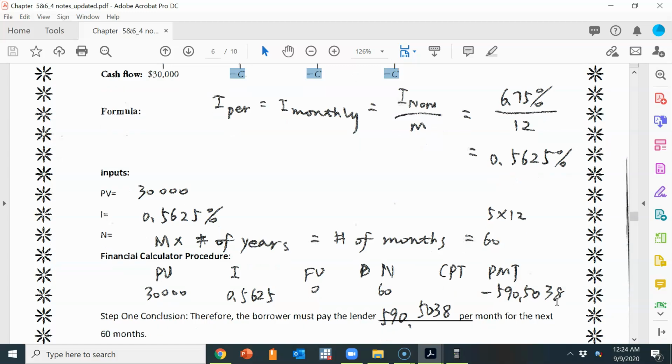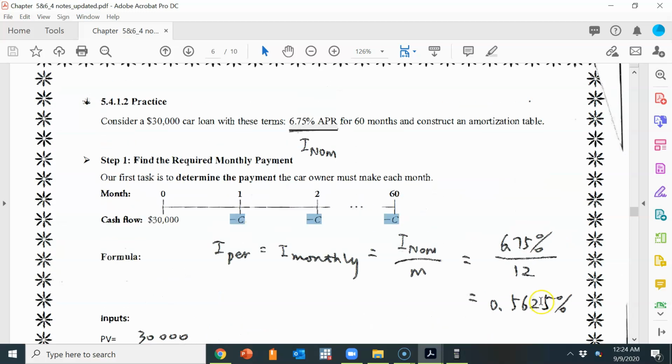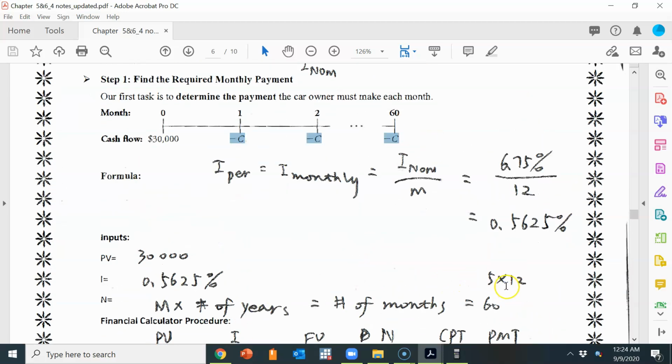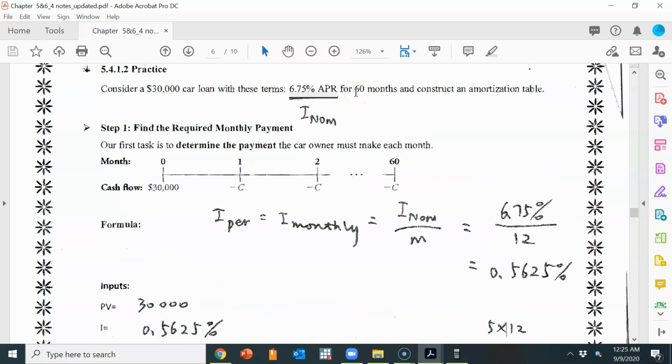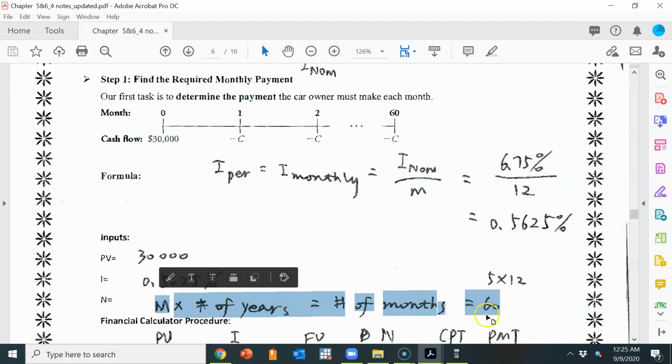Another important step here is to find the number of periods, or the number of months. It's actually given by this question: we're going to pay back the loan in 60 months. But if the question only tells us that we're going to do monthly payments for 5 years, then we need to use the number of years, 5, multiplied by 12 payments per year to get the total number of months. The total number of periods is 60 here.